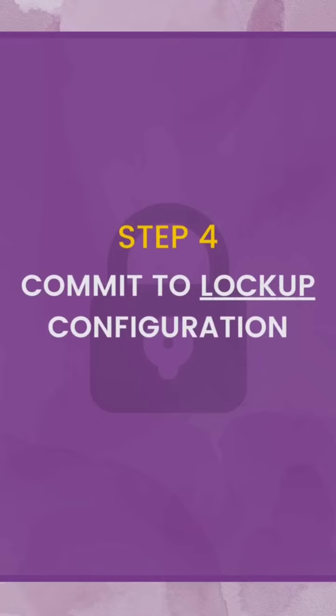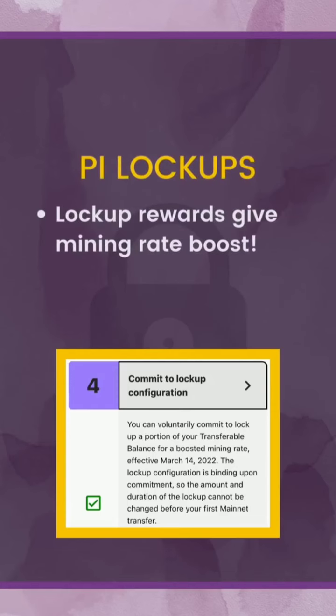Step 4. Commit to lockup configuration. By committing to a binding Pi lockup setting, you can start mining at a higher rate even before you migrate your Pi to mainnet. The longer the duration and higher the percentage of your total Pi you choose for your lockup settings, the higher your lockup mining reward will be.